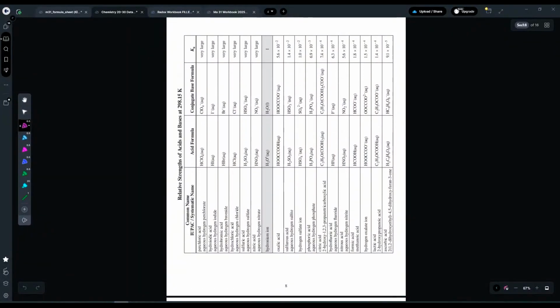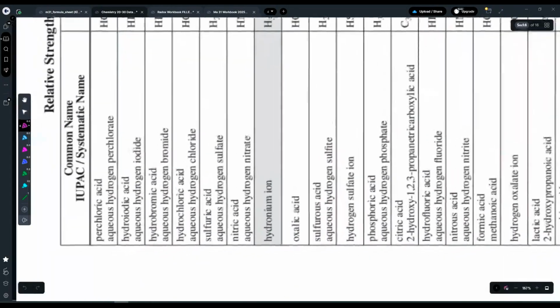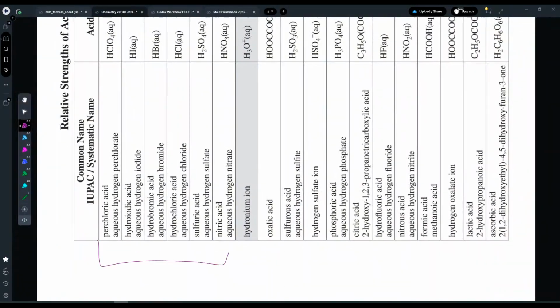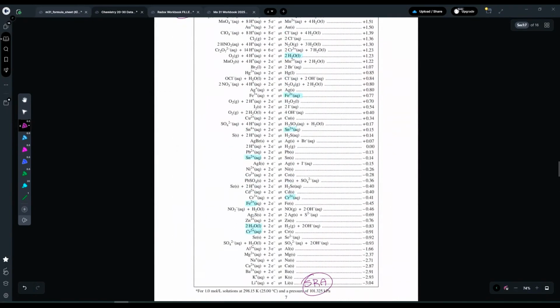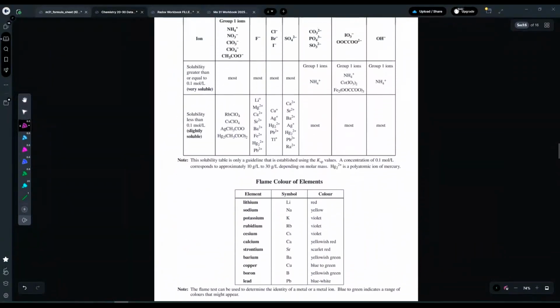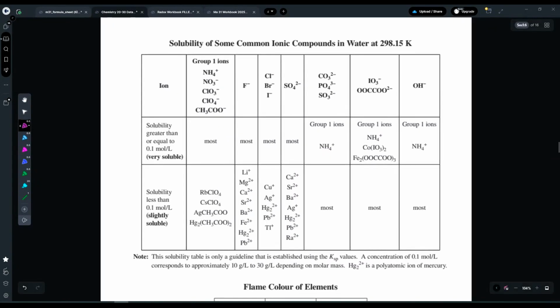Going to page 8 of our data booklet, where I'm looking is above the gray hydronium line. Perchloric acid, hydroiodic acid, hydrobromic acid, hydrochloric acid, sulfuric acid, and nitric acid, those are your 6 strong acids. And while I'm here, I'll talk about the solubility table that I mentioned earlier. That's on page 6, and that's this table right here.